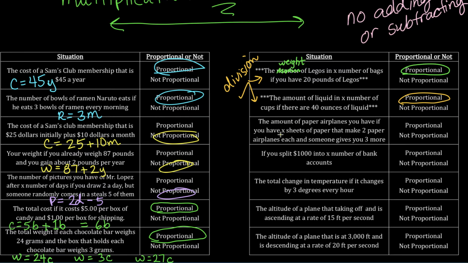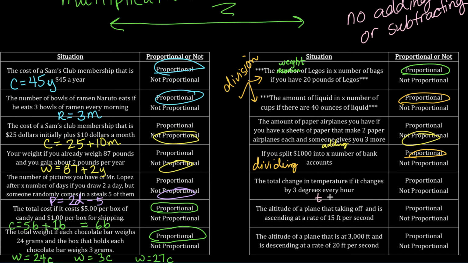So the amount of paper airplanes you can have if you have X sheets of paper and you make 2 paper airplanes each and someone gives you 3 more. But we know if someone just gives you, this is adding somewhere in here, right? So no matter what it says, if you add 3 at the end, it's not. If you split $1,000 into X number of bank accounts, so you're dividing here. You're dividing again, right? Divide. And you're not adding, you're not subtracting, dividing. You're dividing, so proportional.